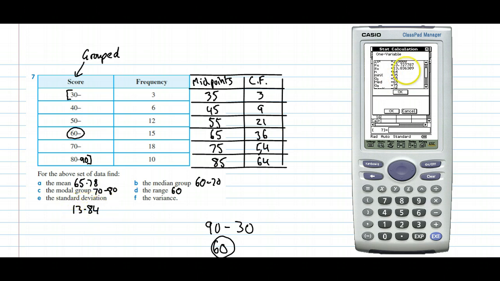I've rounded the 3 up because of the 6 that's after it. So 13.84 is the standard deviation. The variance is going to be the standard deviation squared. So when we square the standard deviation that we got in that previous question, we get 191.44. So there's question 7 done, and we can move on to the next one.